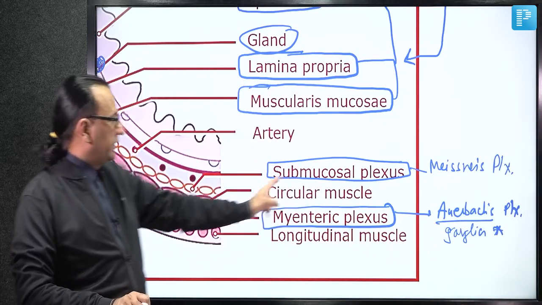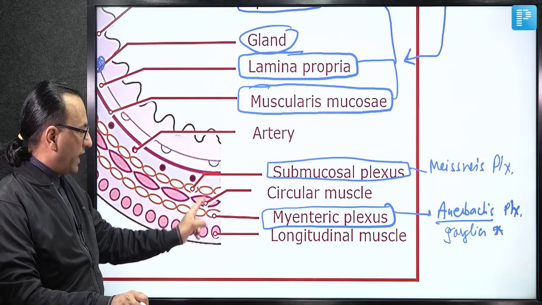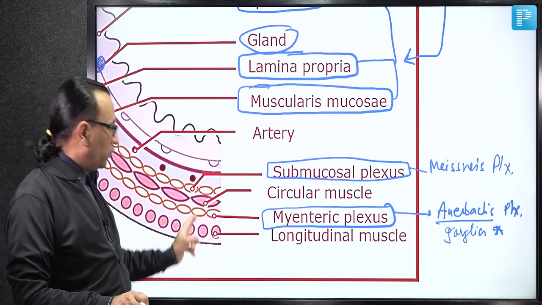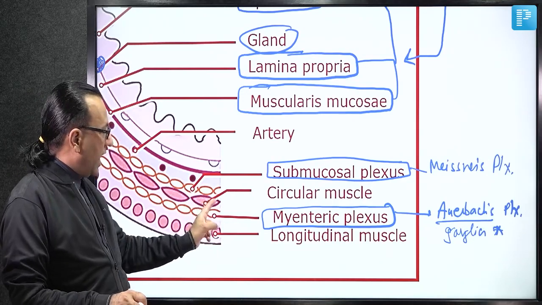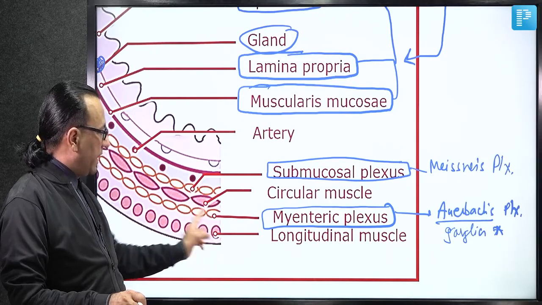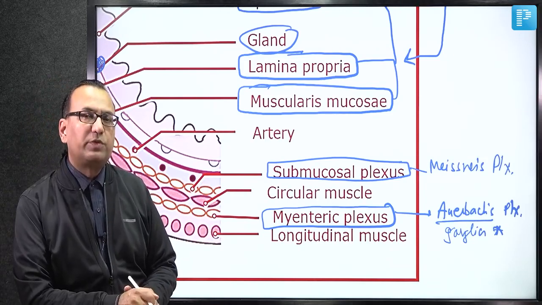Now, the submucosal plexus is in the submucosa, but the myenteric plexus, as you see, is sandwiched between the two components of the muscularis externa. The muscularis externa usually has an outer longitudinal muscle layer and an inner circular muscle layer. And between this inner circular and outer longitudinal muscle, we have this Auerbach's plexus. And now we can move on to the details of other body tubes as well.